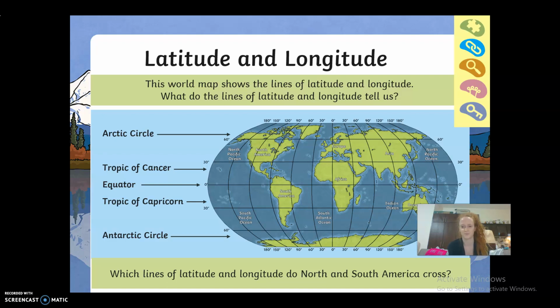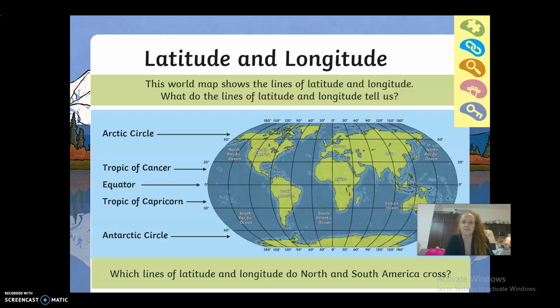Now, let's take a look at latitude and longitude. We had a lot of lessons on that. I do hope that you remember something. I hope you remember which lines are the lines of latitude, which ones are the lines of longitude. I hope you can activate your brains and do this with me. So latitude are the lines across, which are these lines. And then we have longitude lines, which are these lines that go down.